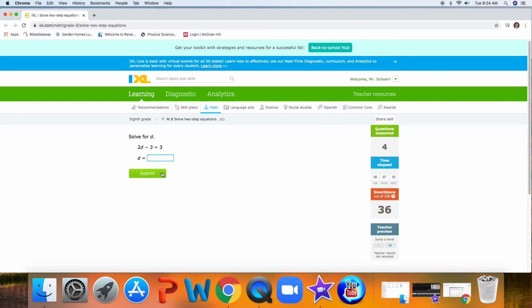Another one with subtraction. 2d minus 3 equals 3. It says minus 3, so I'm going to do the inverse operation. I'm going to plus 3 to one side. If I do it to one side, I do it to the other side. So I have now 3 plus 3. 3 plus 3 on this side would give me 6. And now I have 2d equals 6. The second step in my equation is going to be to divide by 2. Divide by 2. D equals 3.